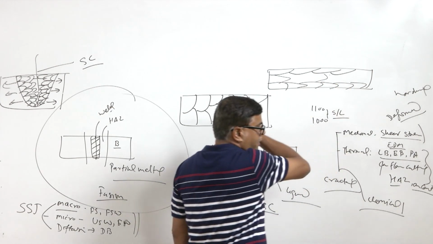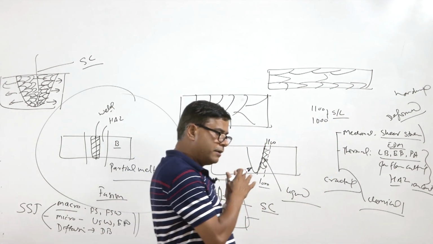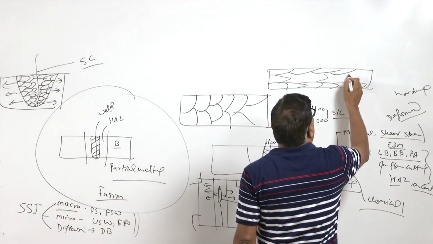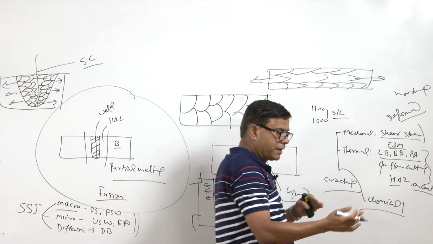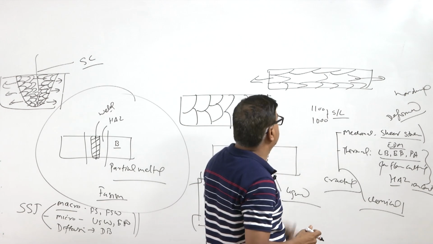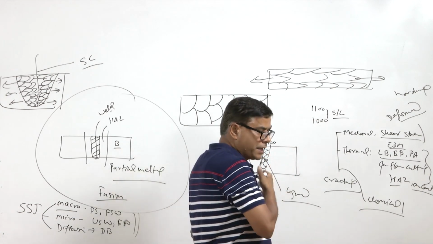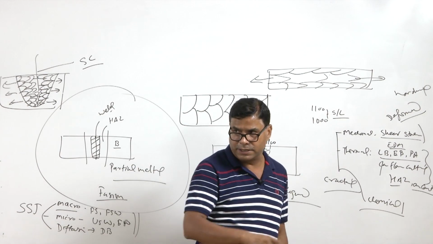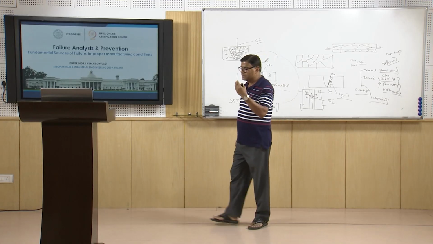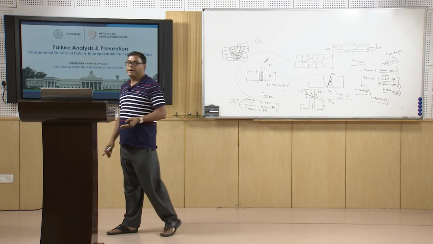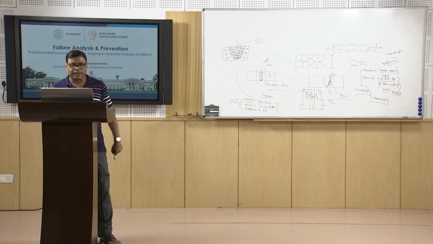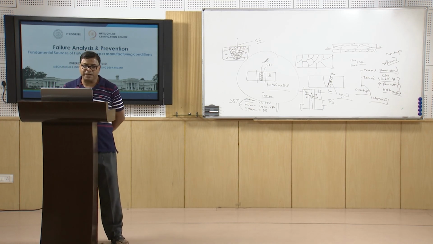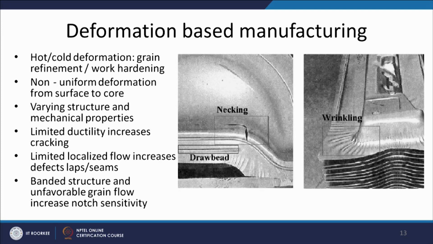So, this controlled deformation of the grains in one particular direction leads to higher strength in the direction of grain flow as compared to the direction perpendicular to that. The direction in which the grains flow is termed the longitudinal direction, and perpendicular to that is termed the transverse direction. In general, metals show greater strength in the longitudinal direction as compared to the transverse direction. So, there is variation in the structure in terms of direction, which in turn leads to variation in mechanical properties.